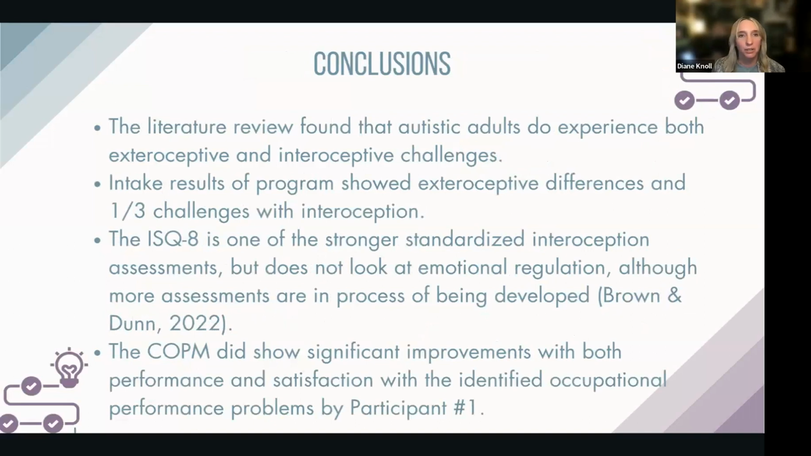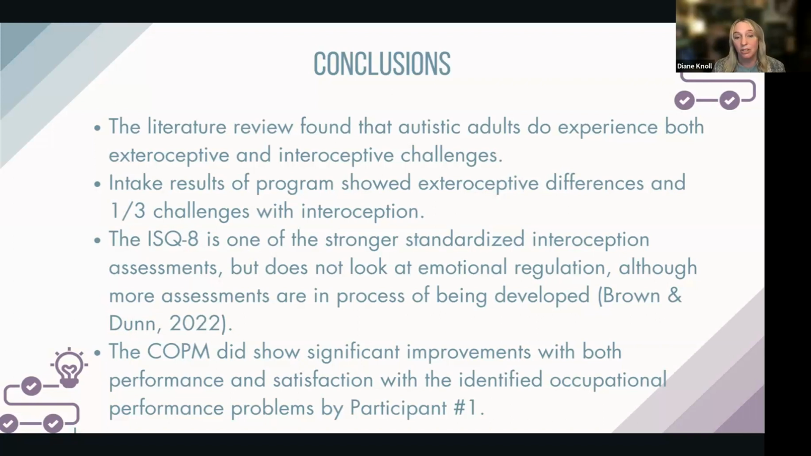So again, just conclusions about this. The literature review did find that autistic adults do experience both exteroceptive and interoceptive challenges. Intake results of this program showed exteroceptive differences with all of them, and then 1 out of 3 had challenges with interoception. But thinking about the ISQ-8, it is one of the stronger standardized interoception assessments, but it doesn't really look at emotional regulation. And just a side note, there are more assessments in the process of being developed. Brown and Dunn are adding to the sensory profile and doing a sensory profile interoception, but as far as I know, it is not out yet.